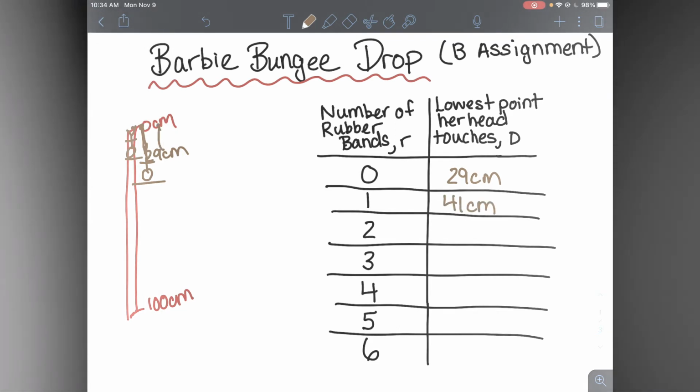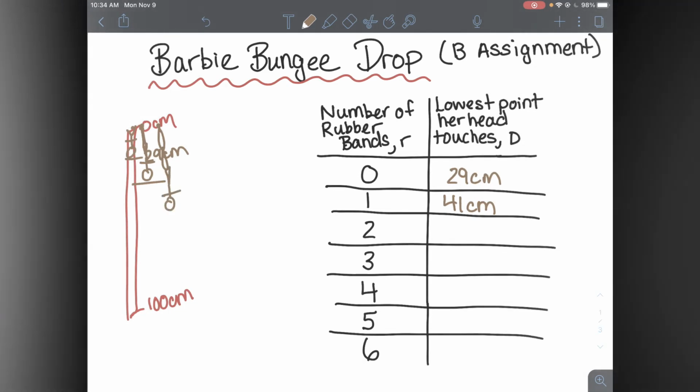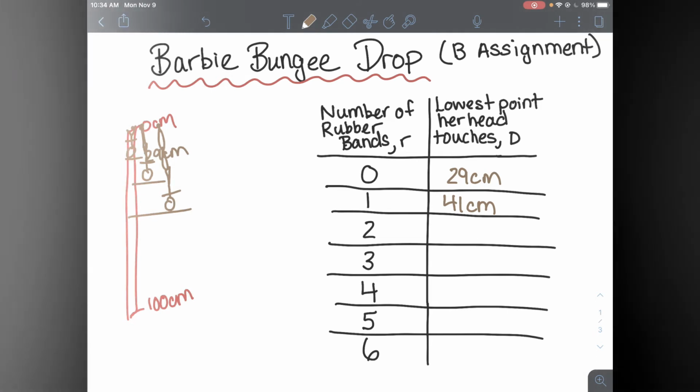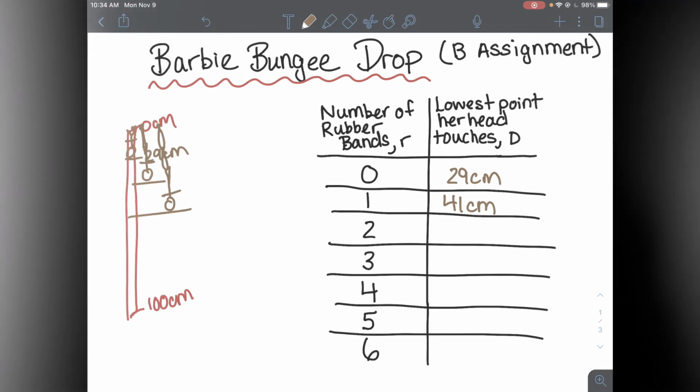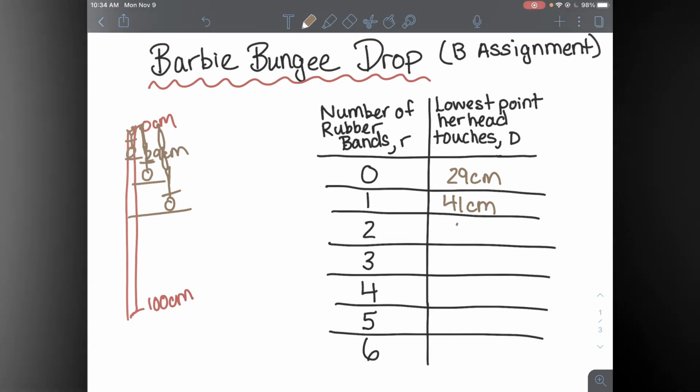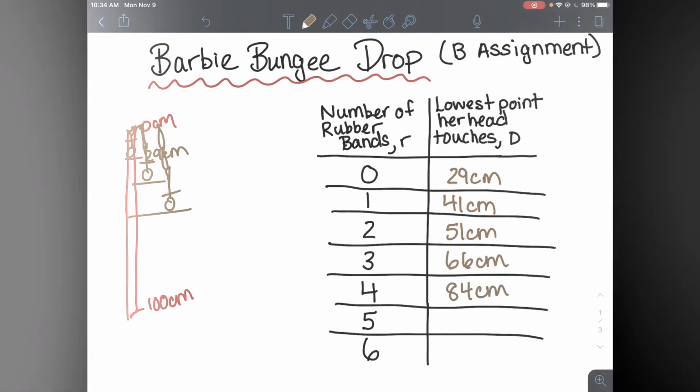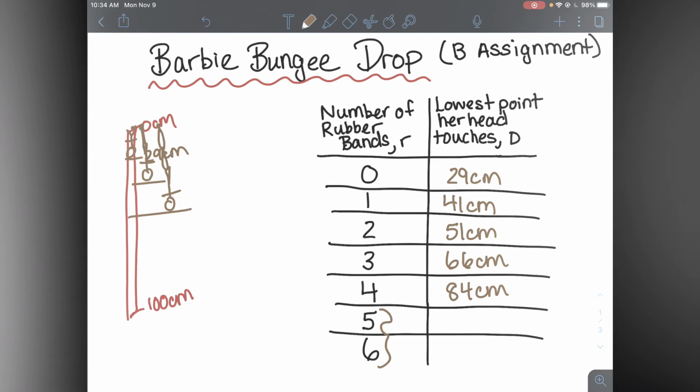Then I tried attaching 2 elastic bands. Those are her feet. Now how far is she going to fall? So we just keep measuring it. We're doing trials so that we're able to see what kind of a relationship this scenario holds. Is it going to be a straight line? So 29, 41, got about 51 centimeters for 2 rubber bands, 66 centimeters for 3 rubber bands, and 84 centimeters for 4 rubber bands. So we're not really sure what kind of a relationship this is. These ones ended up being greater than a meter, so I didn't measure them. So we've got 5 pieces of data here.